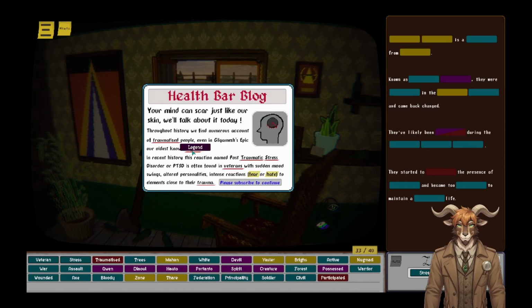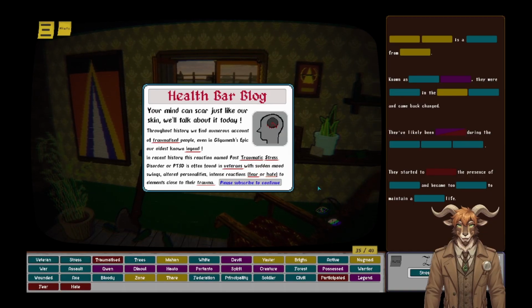Your mind can scar just like our skin. We'll talk about it today. Through our history, we find numerous accounts of trauma-exposed people, even in Gilgamesh's epic, our oldest known legend. In recent history, this reaction named post-traumatic stress disorder, or PTSD, is often found in veterans, with sudden mood swings, altered personalities, intense reaction, fear or hate to elements close to their trauma.